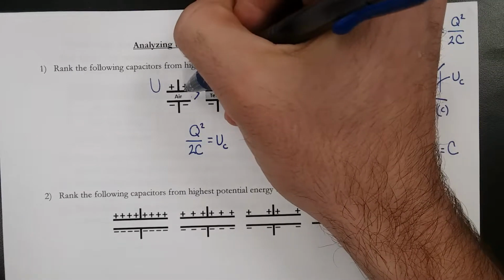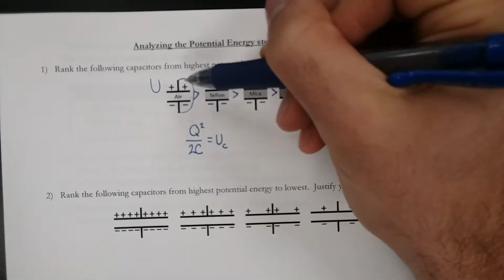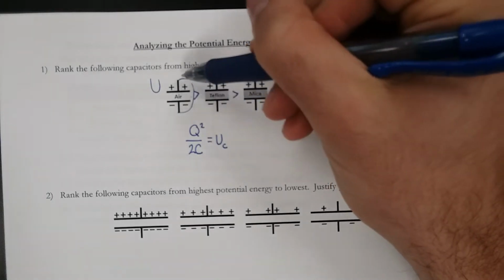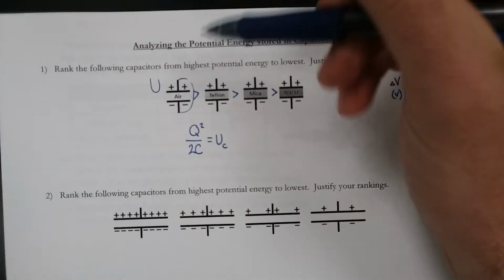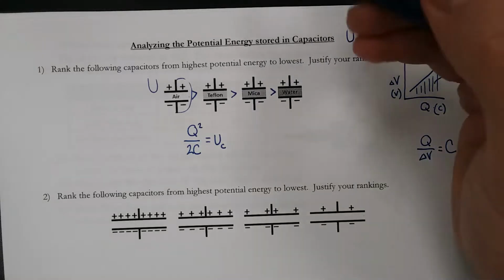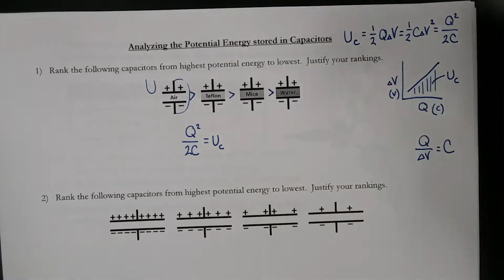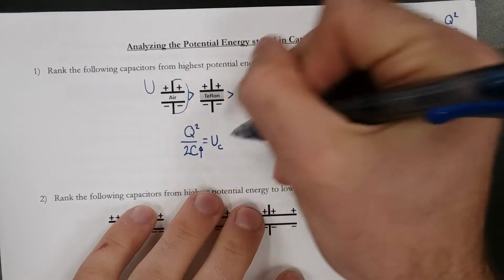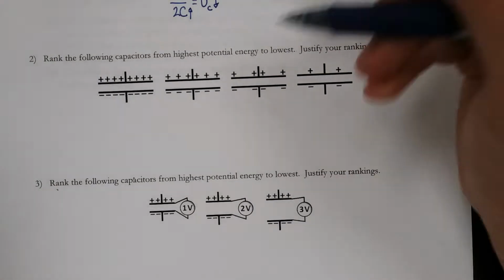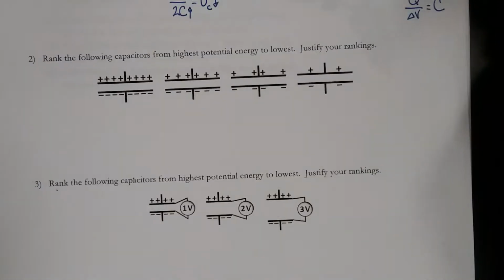One way to justify that is if I reconnected them, how quickly would the charges jump across? These charges would neutralize really quickly and move real fast and let off a whole lot of energy, because the air doesn't hold on to them as well as the water, since they're increasing in dielectric constant. Water has a bigger dielectric constant than mica, than Teflon, and then air. So the bigger the C, the smaller the U. That's my justification here.